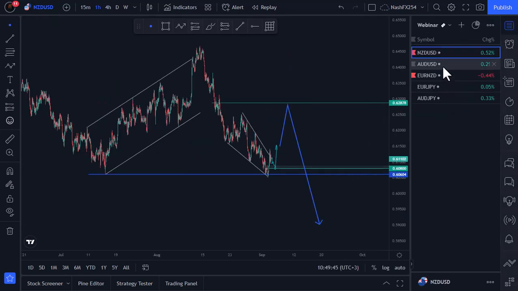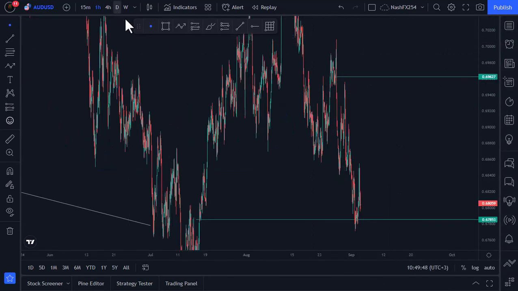Okay, next is Aussie dollar. Let's just go to the daily time frame.